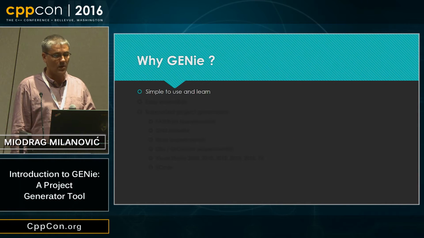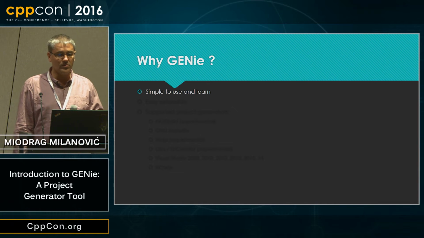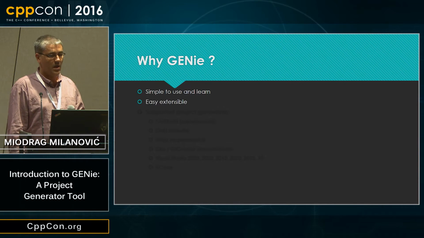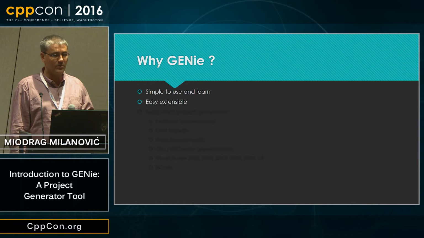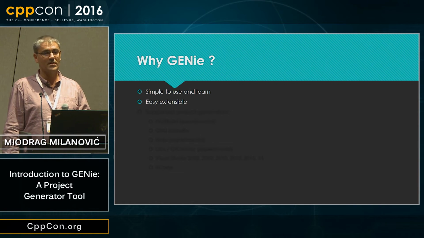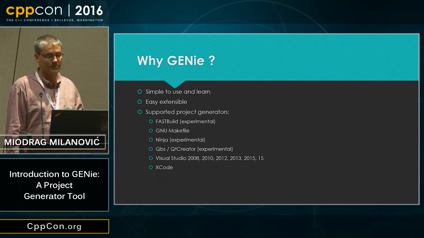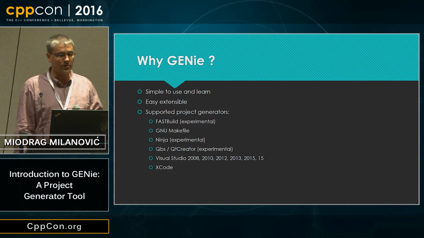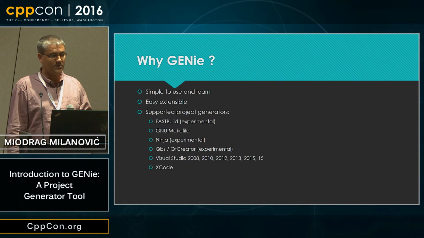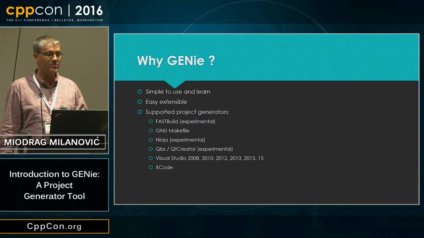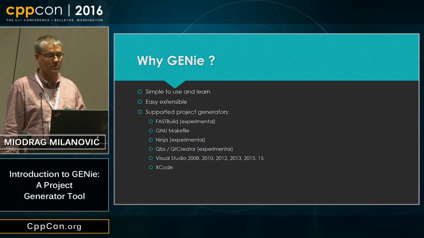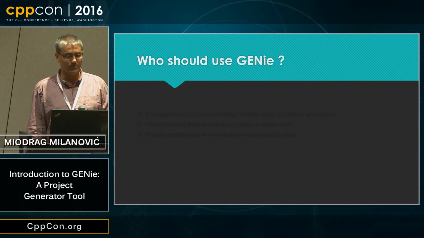Why GENie? It's simple to use and simple to learn. It's easily extensible because it's created in Lua, so you can basically add things you need inside the scripts. And it also supports various projects like FASTBuild, GNU Makefiles, Ninja files, Visual Studio, almost all versions that are currently valid, and also Xcode.